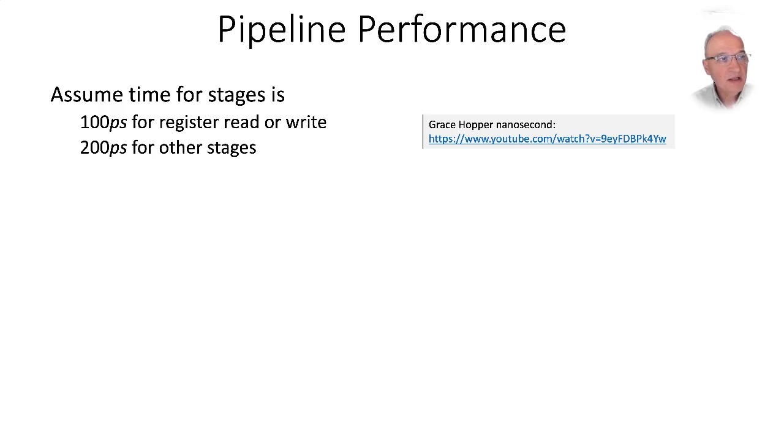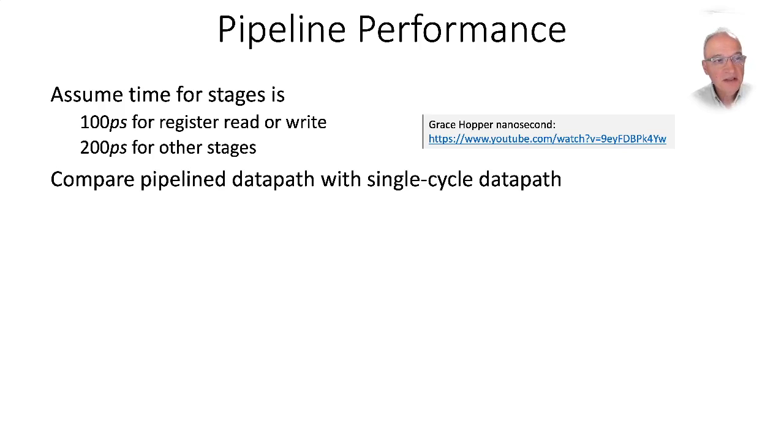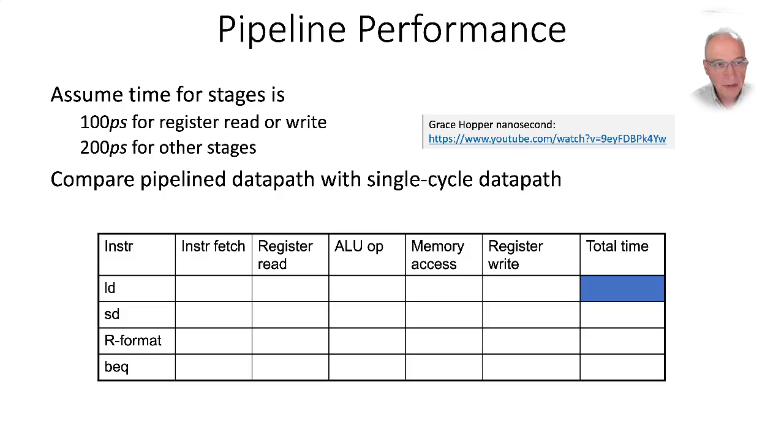Let's assume that in this case, we have 100 picoseconds for the register read or write stage, and we have 200 picoseconds for all the other stages. So if this is my design, I want now to compare the pipeline data path with the single cycle data path. So here's a table, let's try to understand this table. I have my different types of instructions. I have a load, I have a store, I have my R format instructions that are all my arithmetic and logic unit instructions, such as add, subtraction, and all my logic instructions. And then I have my branch equal instruction.